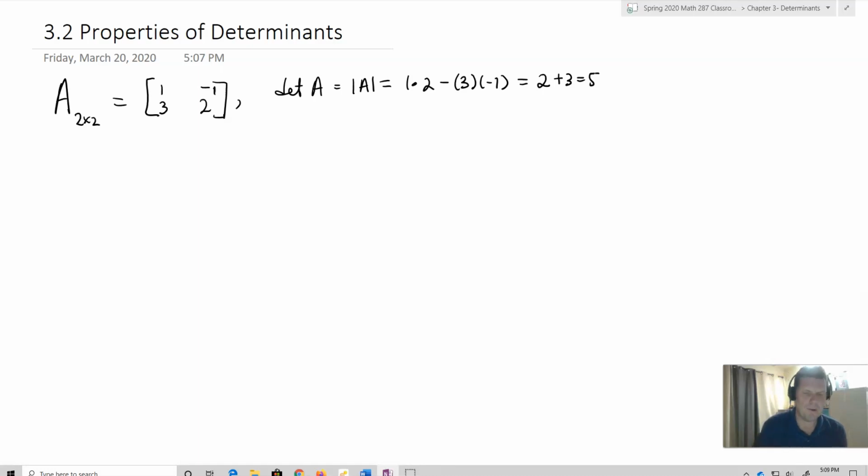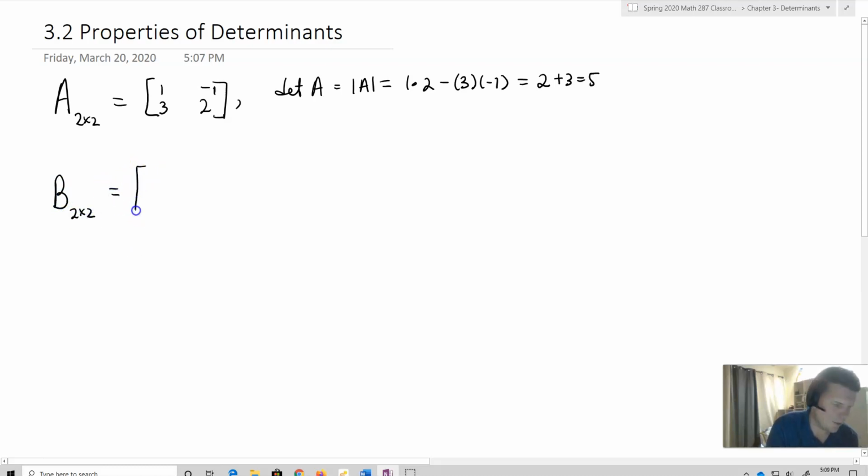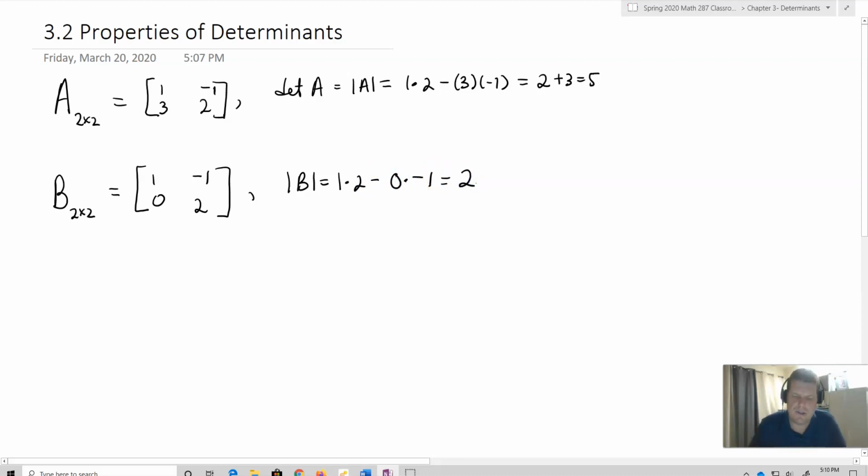Now, let's suppose that we have a different matrix. We'll call this B, okay? Let's say B is lower triangular, so B is [1, -1; 0, 2]. The determinant of B is going to equal 1 times 2 minus 0 times -1. Okay? And that's 2. That's kind of interesting. It doesn't even really matter what that -1 is, because it ends up getting multiplied by 0.